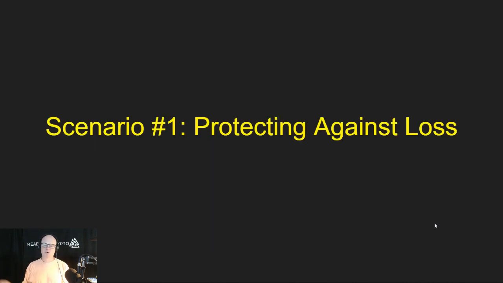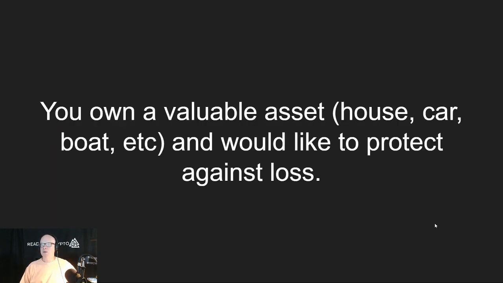Scenario number one, let's dive right into this. Protecting against loss. This is something that we all do. We all have stuff, things that are of value to us, whether they're tangible or intangible, and we want to find a way to protect against loss to our stuff, don't we? So you own a valuable asset. Let's say it's something tangible, like a house or a car or a boat. These are easy. It starts to get difficult when you start talking about life insurance, right?